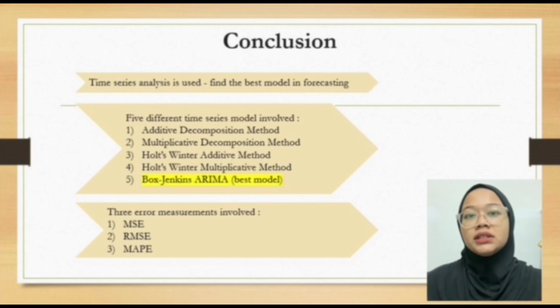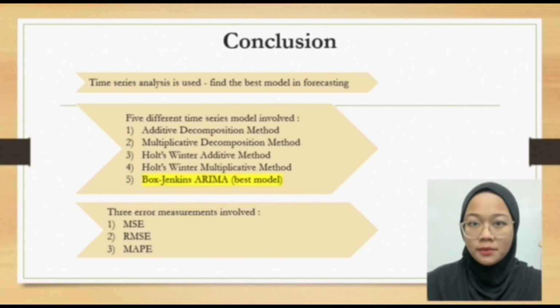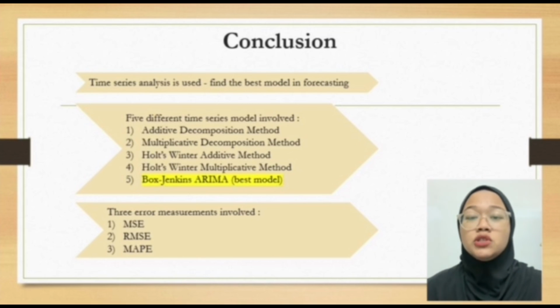For this paper, time series analysis has been applied to 5 different time series models, which are the additive decomposition method, multiplicative decomposition method, Holt-Winters additive method, Holt-Winters multiplicative method, and Box-Jenkins ARIMA. To find the best model, the models' performance was evaluated using error measurements. There are 3 error measurements, which are MSE, RMSE, and MAPE. The best model that has been chosen was Box-Jenkins ARIMA.